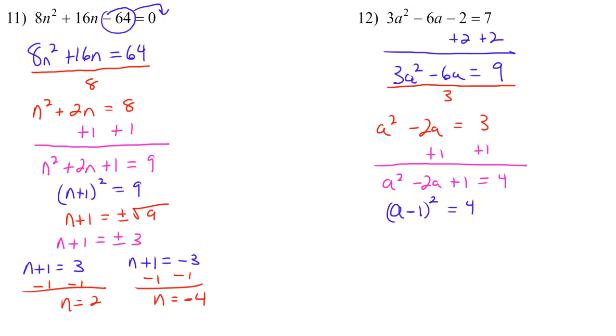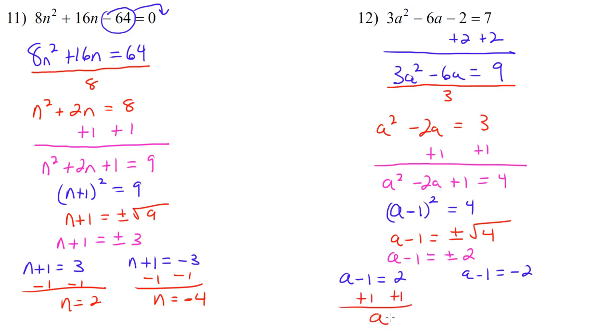We take our square roots. So this gives me a minus 1 equals positive or negative radical 4. And we know what the square root of 4 is. The square root of 4 is 2. So a minus 1 equals positive or negative 2. And we write our two equations. So a minus 1 equals positive 2 and a minus 1 equals negative 2. And then finally we add 1 to both sides. We get a equals 3. And we get a equals negative 1.